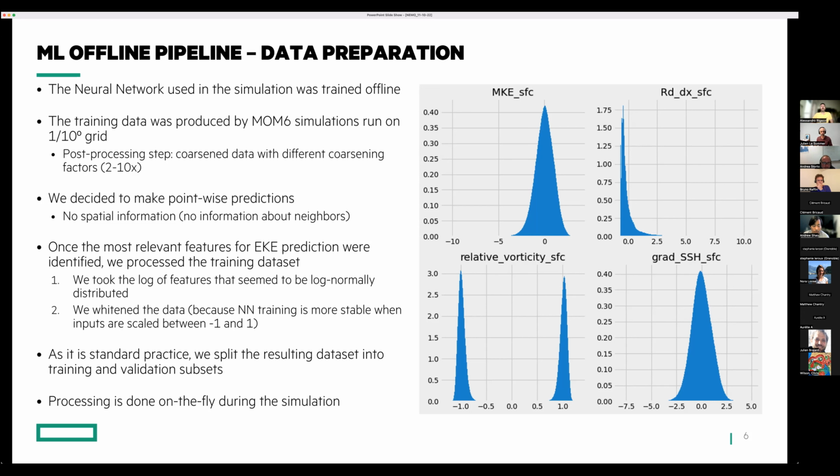And so we trained it offline, right? So we gathered a bunch of data points from a few years of simulations with MOM6 and the 1/10 of a degree model.